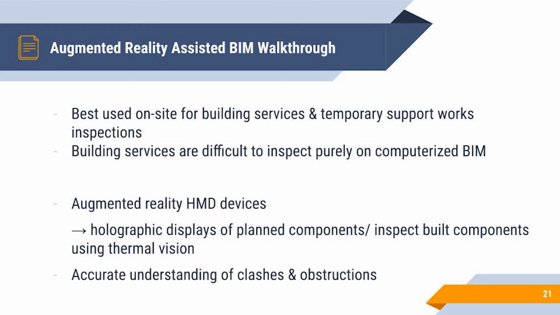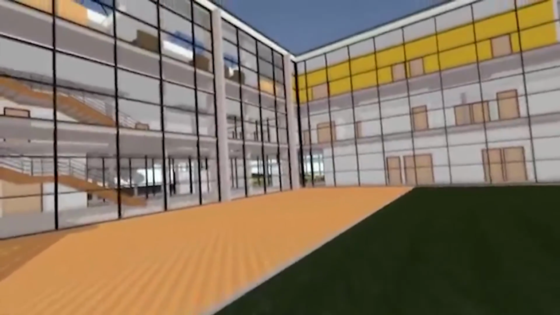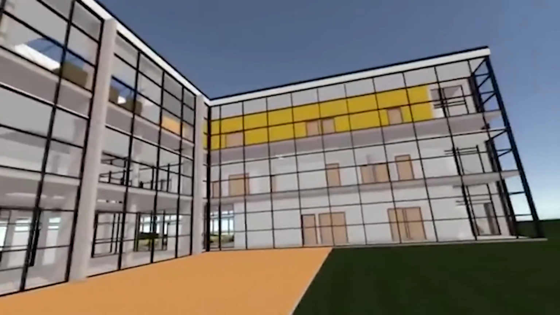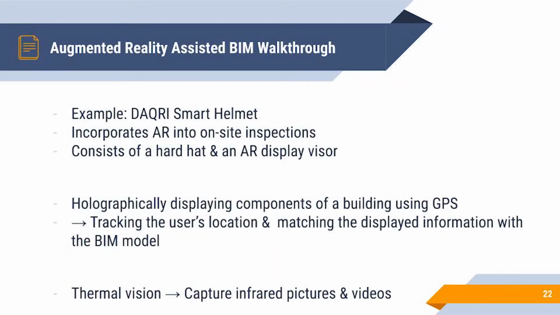Building services such as pipes and conduits are difficult to inspect purely on a virtual model. During on-site inspections, augmented reality HMD devices could allow the inspector to see either holographic displays of planned components or inspect built components using thermal vision. This would allow an accurate understanding of clashes and obstructions that would otherwise be more costly to identify by traditional methods. BRE Smart Helmet is a technology that incorporates augmented reality into the on-site inspections.